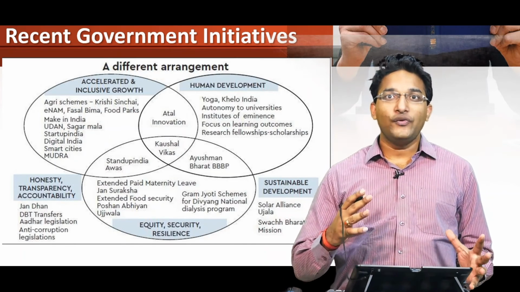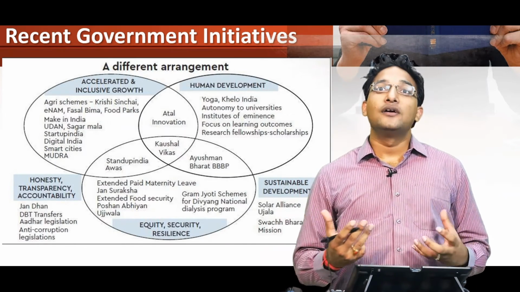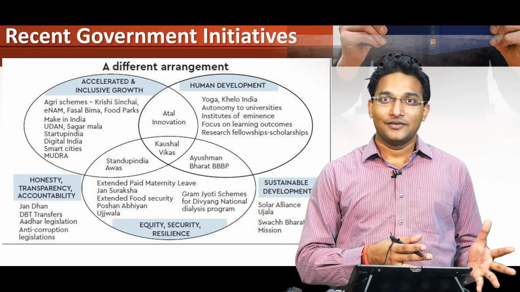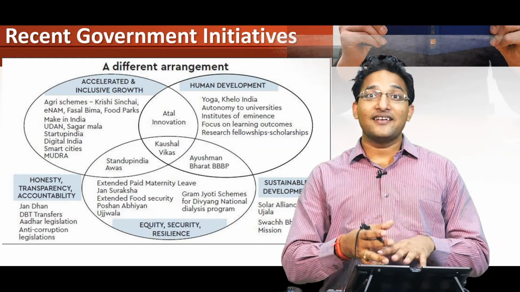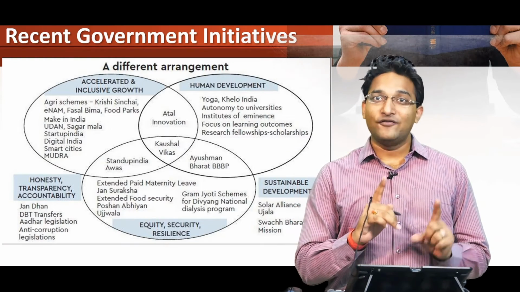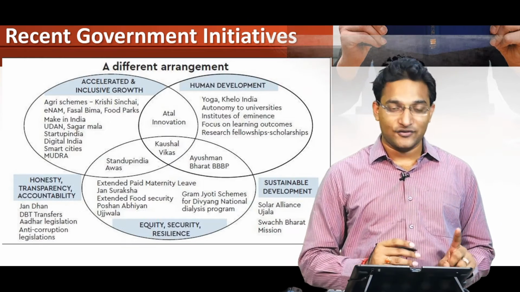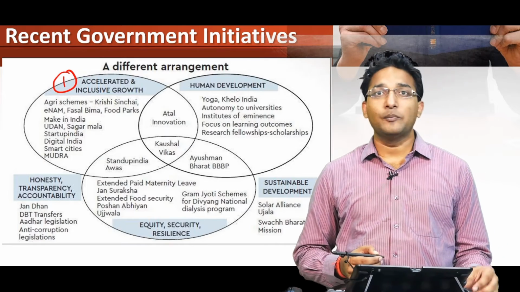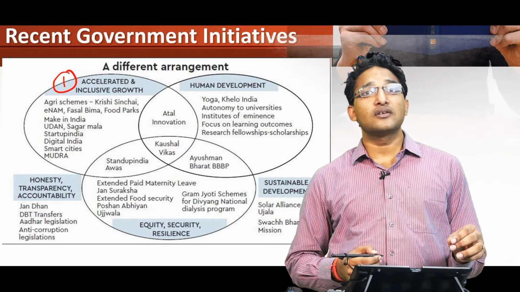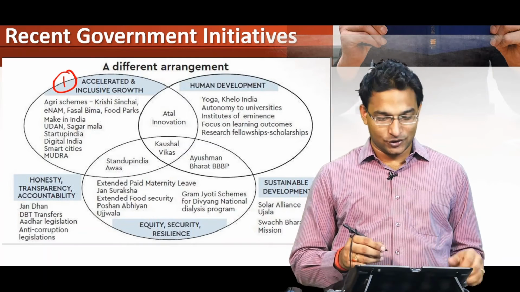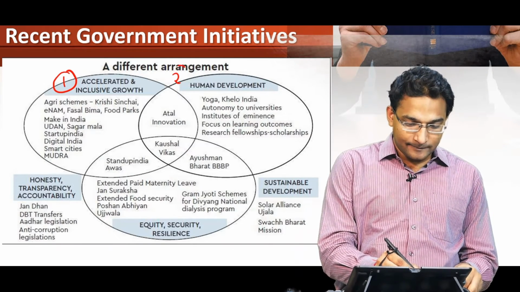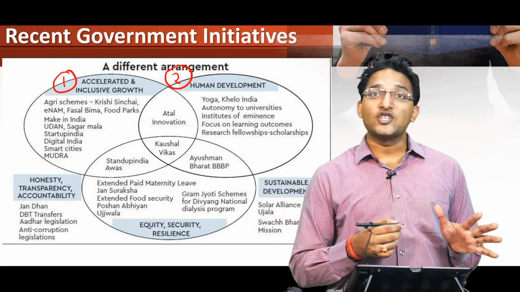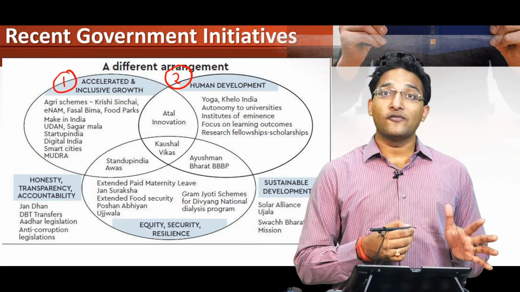So as I told you, we have to put all the schemes into perspectives. We don't need to write the schemes directly, but first write the perspective and then write the name of the scheme. So here we have 5 different perspectives. The first perspective is accelerated and inclusive growth, which is majorly focusing upon faster growth, that is pace of the growth. Then human development, which is majorly focusing upon the second aspect, that is the pattern of growth.